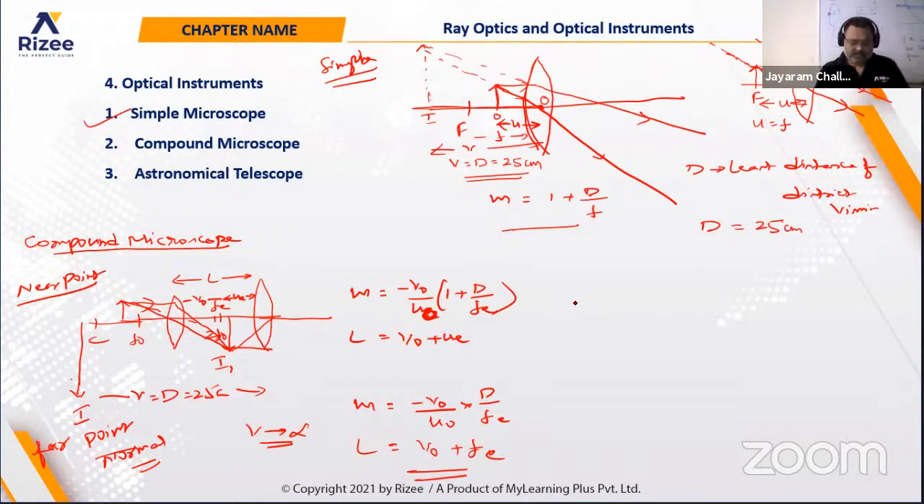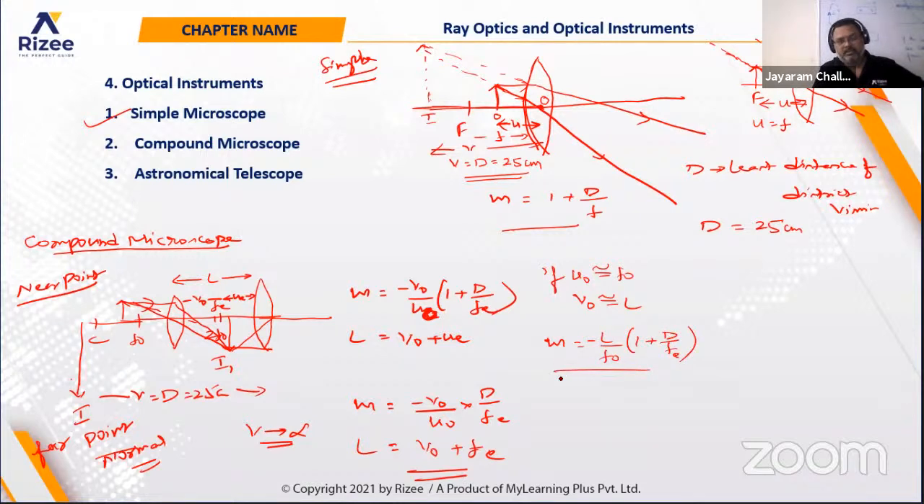In this relationship, for the time being, you can write that if your u0 is approaching f0, then your v0 will be approaching almost equal to L. In that situation, your formula can be written, instead of M equal to v0, as L by f0 into 1 plus D by fe. These small changes we have to make according to the information that is provided in the question, please.